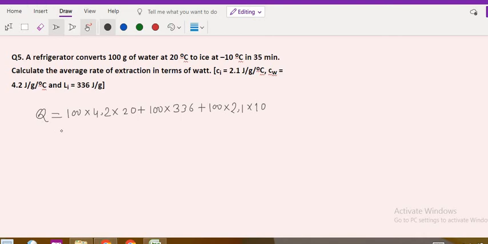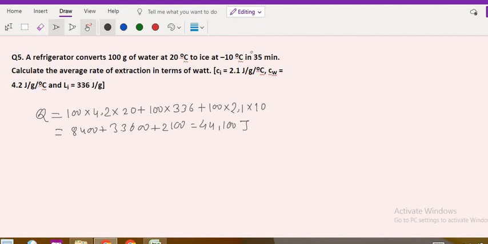So if you just add these three terms, I would be having 100 into 4.2 into 20, which is equal to 8400. Then I have 100 into 336, that is 33600. Then I have 100 into 2.1 into 10, that is equal to 2100, and the addition of these three terms would be 44100. So this much is the total amount of heat that is to be extracted by the refrigerator to convert water at 20 degree Celsius to ice at minus 10 degree Celsius.